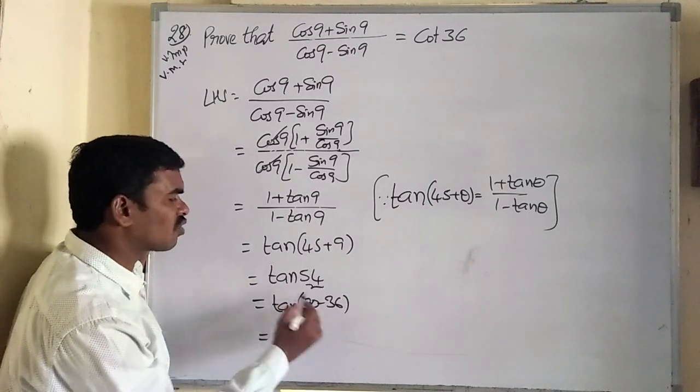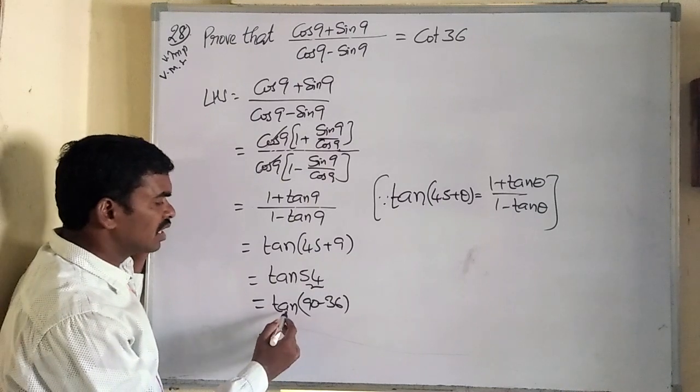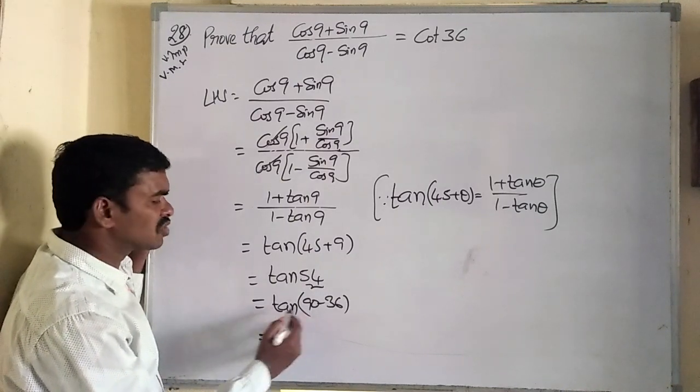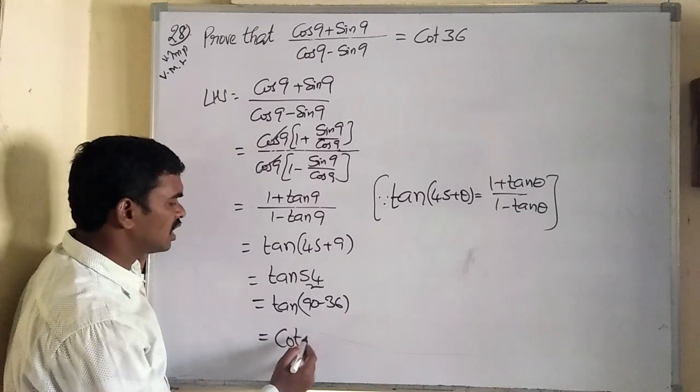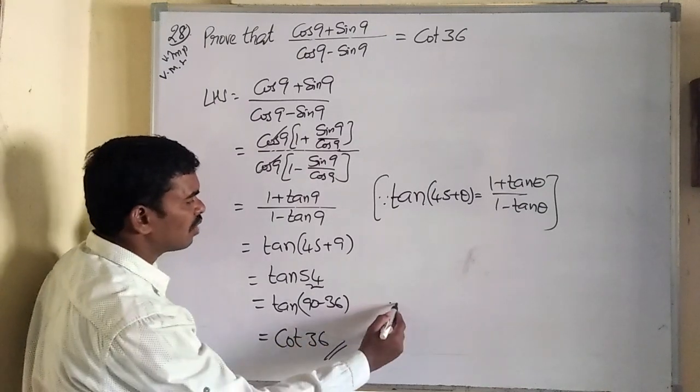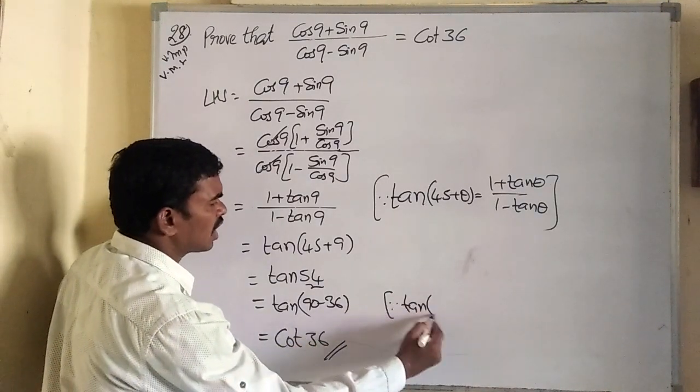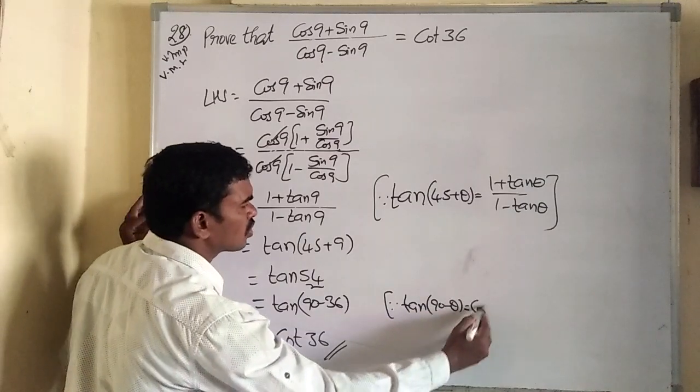Now apply. First quadrant positive. Okay, 90 is there, odd multiple. So tan becomes cot 36 angle. This is the answer. What is the formula? Tan of 90 minus theta becomes cot theta.